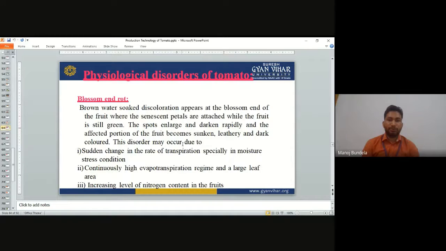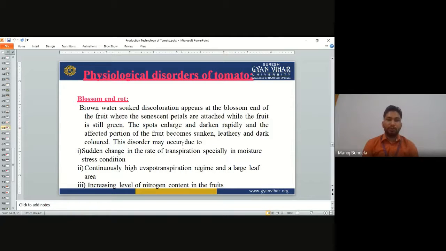This disorder may occur due to a sudden change in the rate of transpiration, especially in moisture stress conditions. Other causes are continuously high evapotranspiration, large leaf area, and an increasing level of nitrogen content in the fruit.